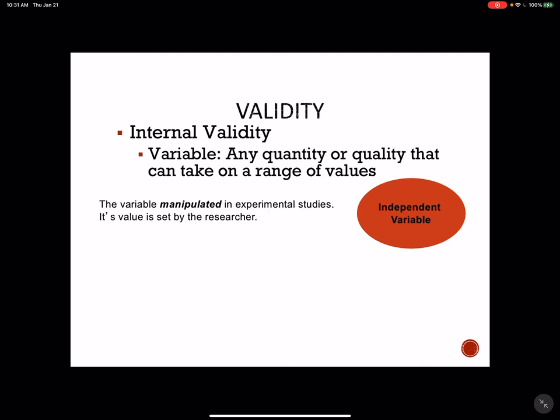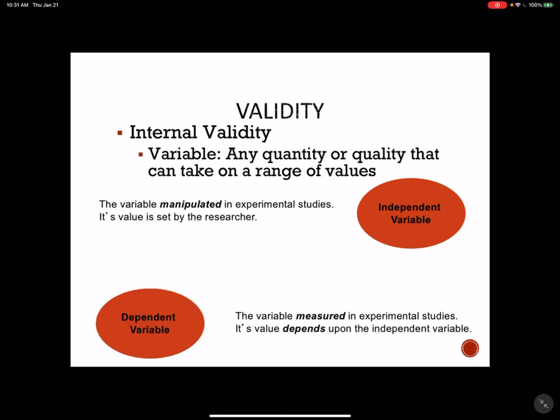The first kind is called the independent variable. That's the variable manipulated in experimental studies and its value is set by the researcher. The other type of variable we have is called the dependent variable. The variable is measured. That's the one that's measured. That's our outcome variable in experimental studies. Some people have a much better time remembering it if the dependent variable is the outcome. And its value depends upon the independent variable.